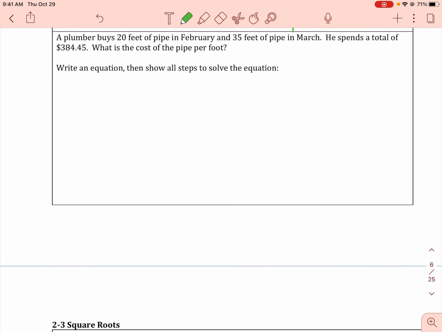Plumber buys 20 feet of pipe in February and 35 feet of pipe in March. And means plus. He spends a total, means equal, of 384.45. What is the cost of the pipe per foot? So when you buy pipe per foot, okay, if you got 20 feet, they charge you per foot. And then 35 feet, they charge you per foot.